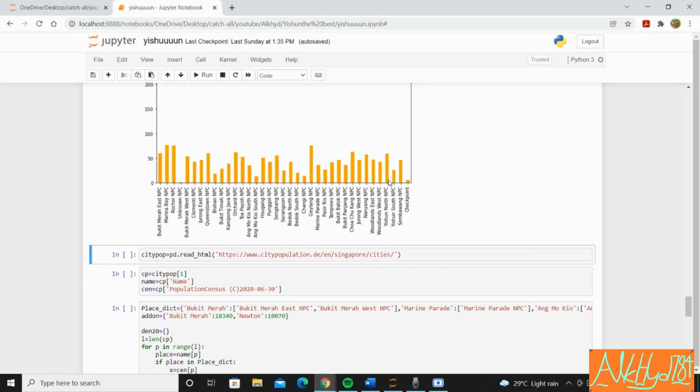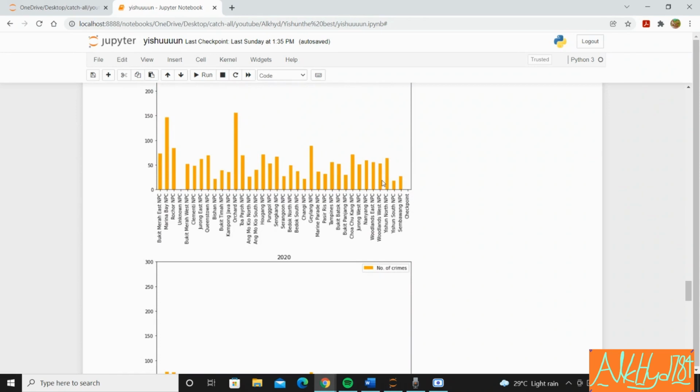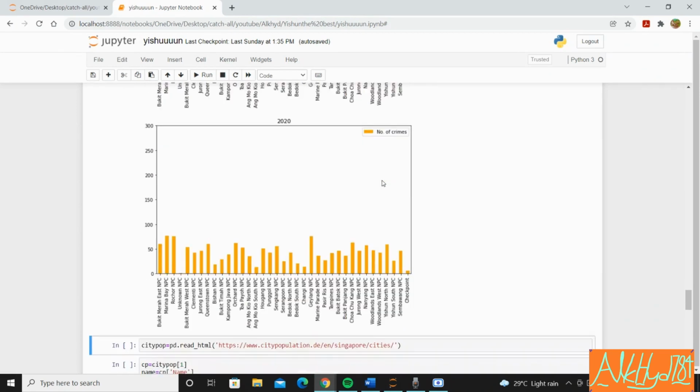Why is Yishun shifted to one side? Oh no, now if I do the animation, it won't work. Oh well. Anyways, the point is, Geylang is the one with the most crimes, technically.